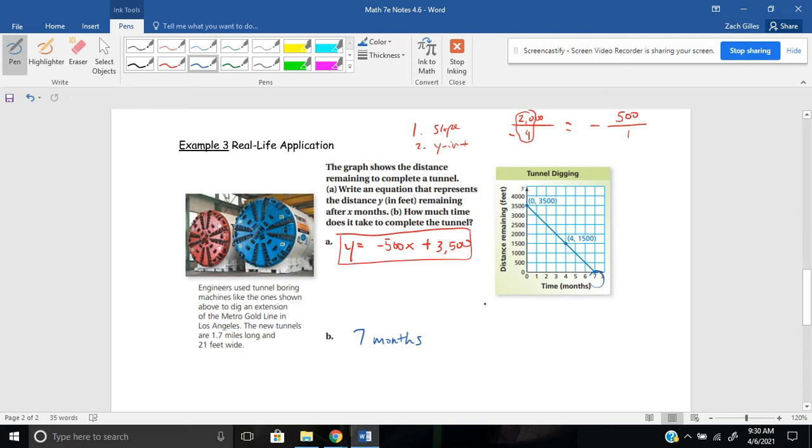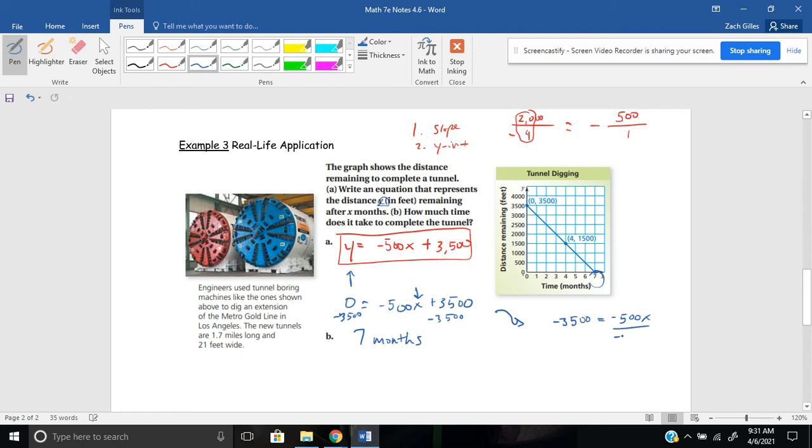Now, if you wanted to, you could write an equation to think about this, right? You could say, well, when our distance y is 0, you could substitute in 0 for this equation, and you could solve for x, because we're trying to find how many months it takes. We're trying to find x, right? So to solve this equation, you could subtract 3,500 on each side, and then you'd be left with, I'm going to make my work over here, negative 3,500 equals negative 500x.